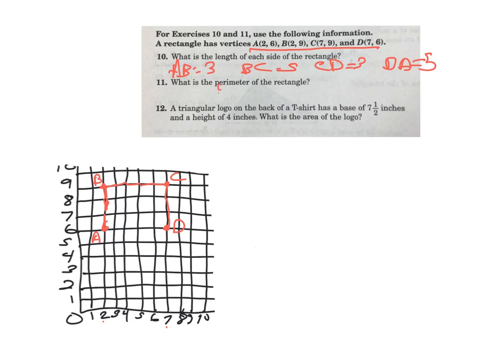If I want the perimeter, I just add up the sides. 5 plus 3 plus 5 plus 3. The 5 and the 5 is 10. 3 and 3 is 6. So you add those together, you get 16.